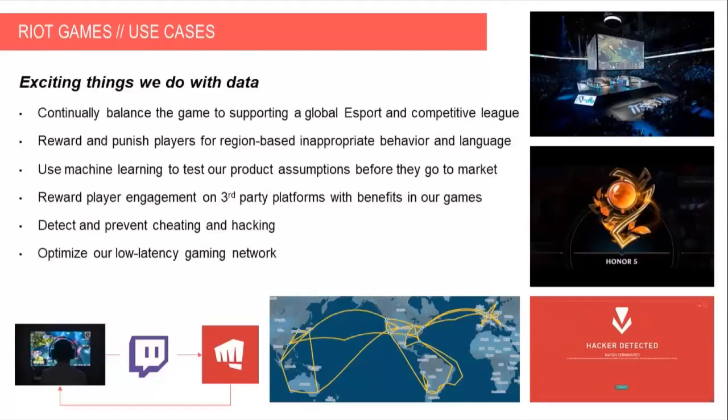We also use machine learning to test and validate some of our product assumptions in our games before they reach the hands of our players. More recently, we've been incentivizing engagement with a lot of our content on third-party platforms like Twitch as well. So we'll do things like give players early access to our new games based on them watching streamers on a platform like Twitch. Also really important, if you know anything about competitive gaming, is that we're really serious about detecting and preventing cheating and hacking. And we use a lot of data to help drive that process. We also maintain a low latency gaming network. I think we call it Riot Direct, and it's about keeping the game experience very quick and snappy.